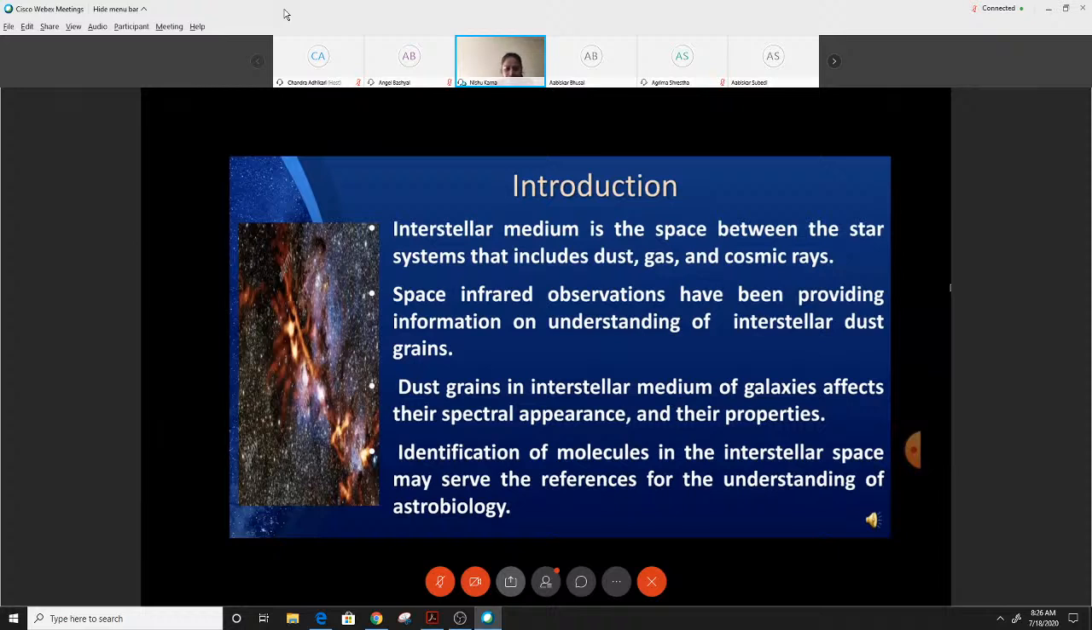Does life exist beyond Earth? Life as we know it is based on DNA, RNA, and proteins. The answer could lie in the interdisciplinary science of astrobiology. Before that, we need to identify molecules in interstellar space. Identification of molecules in the interstellar space may serve as a reference for the understanding of astrobiology.